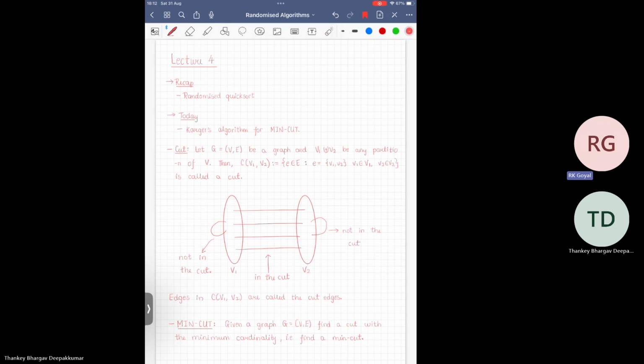Would it be possible for you to write this difference in your lecture notes as well? Because I'm going to preserve these notes for future reference. Okay, I can do it now.